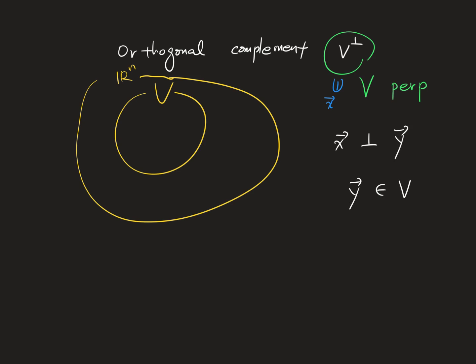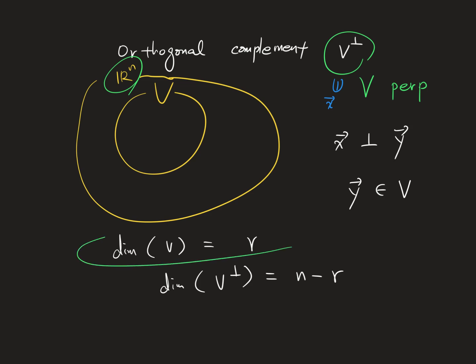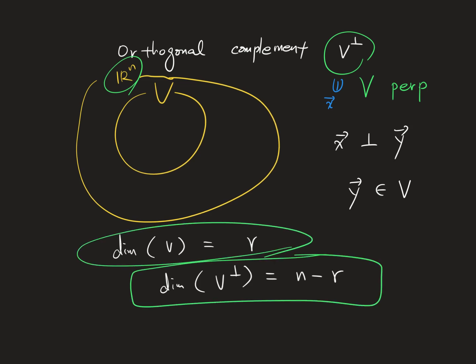For the orthogonal complement, for example, if the dimension of V is equal to r, then the dimension of V perp will be n minus r, because the dimension of Rn is n, and right now the dimension of V is equal to r, so the V perp dimension will be n minus r.